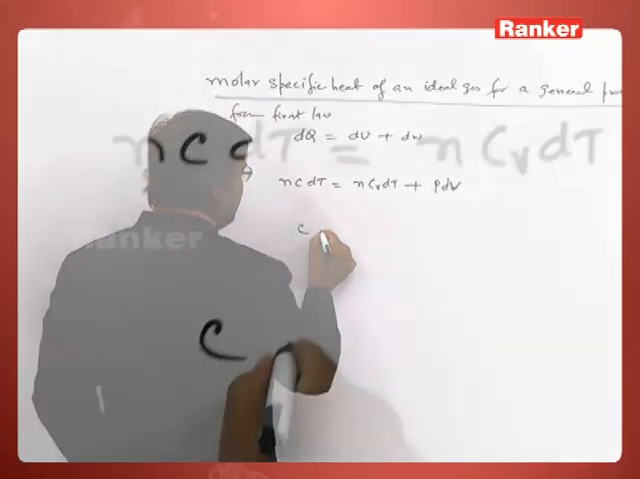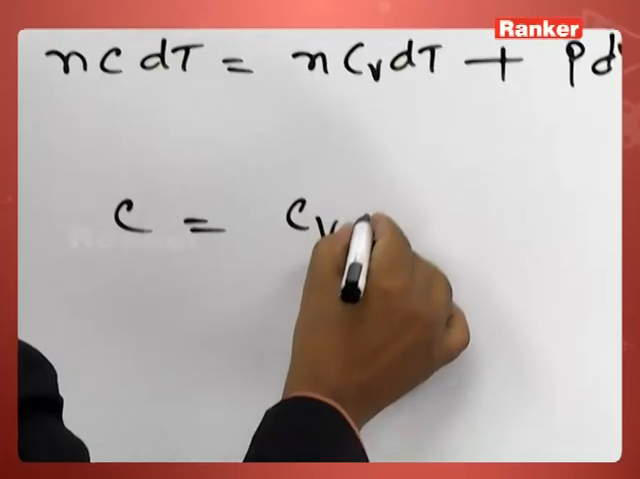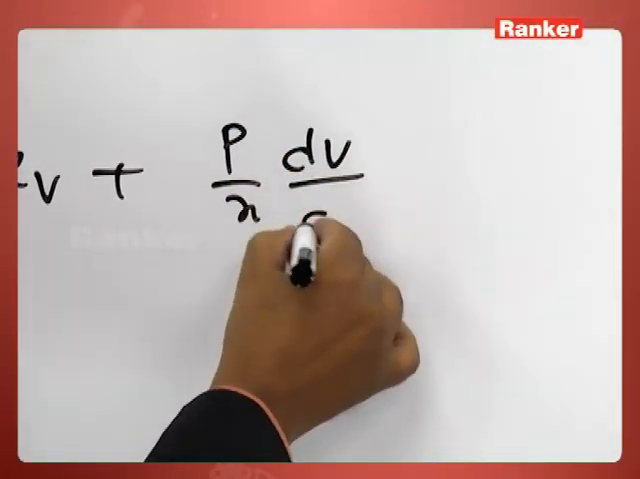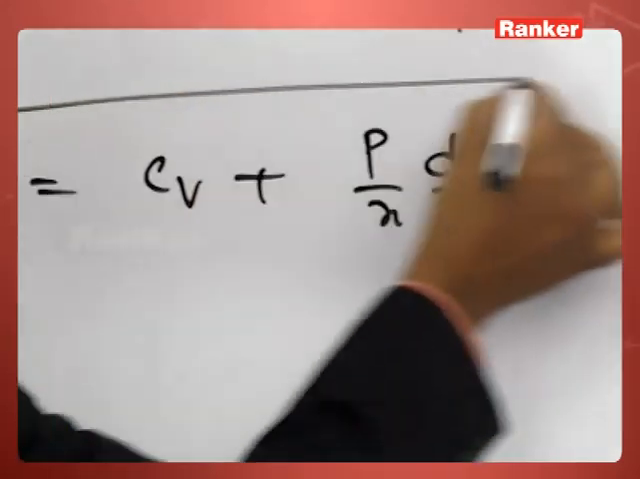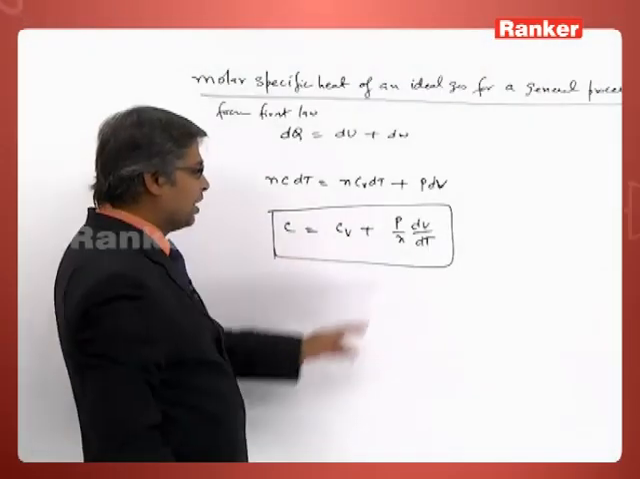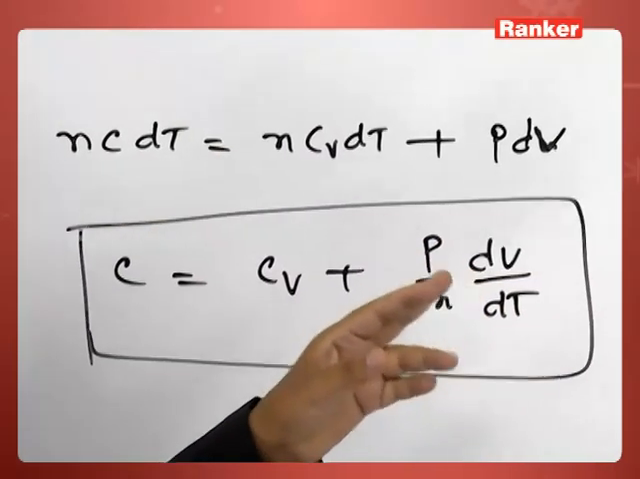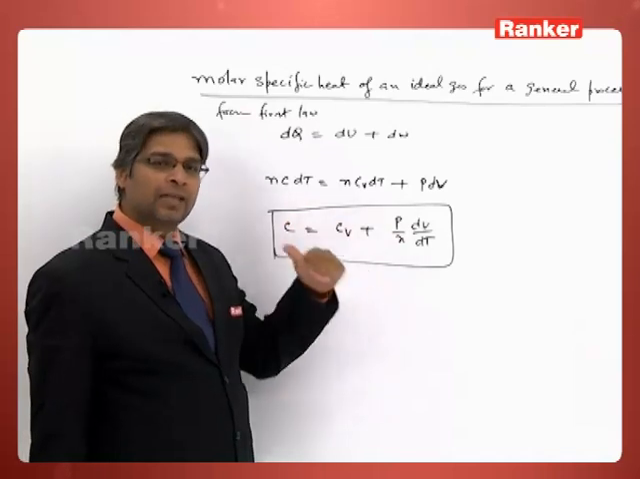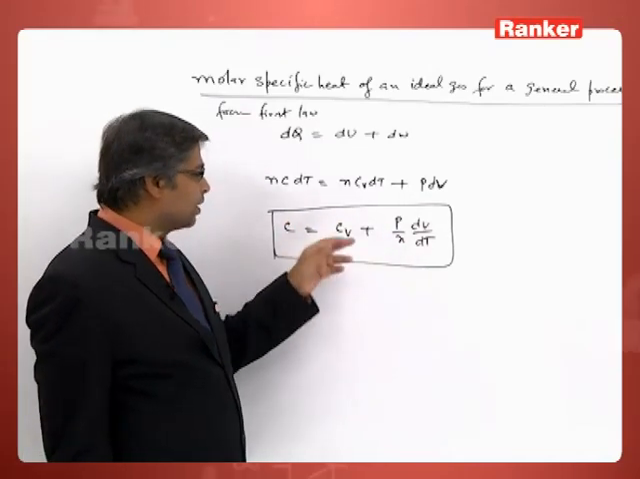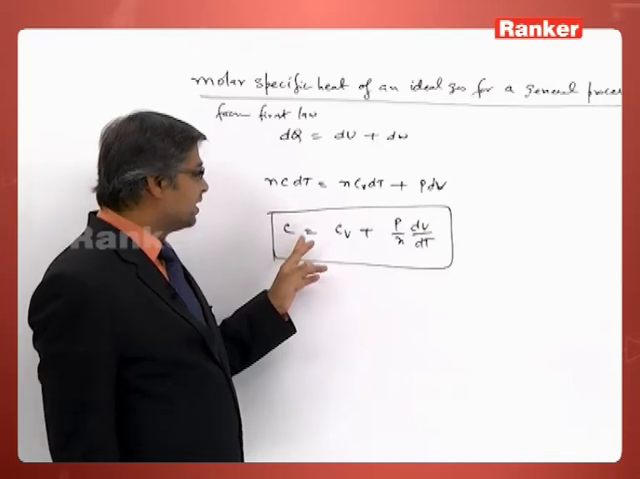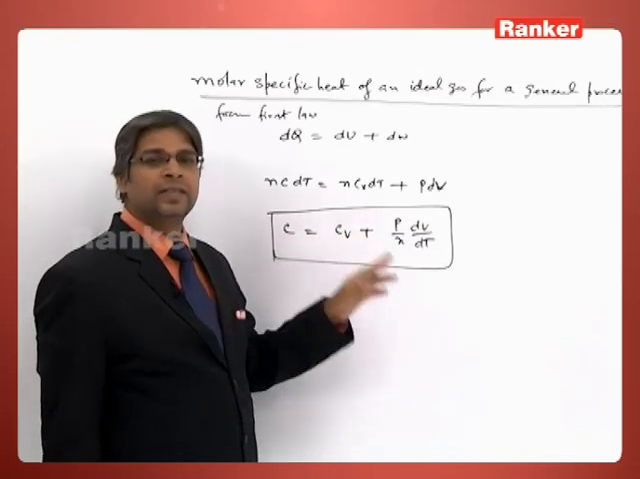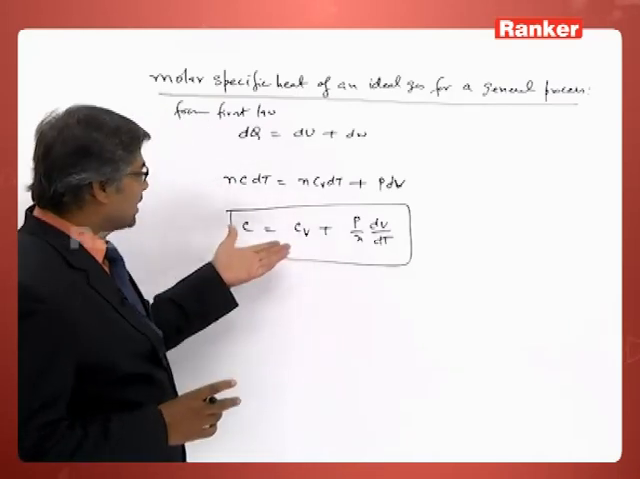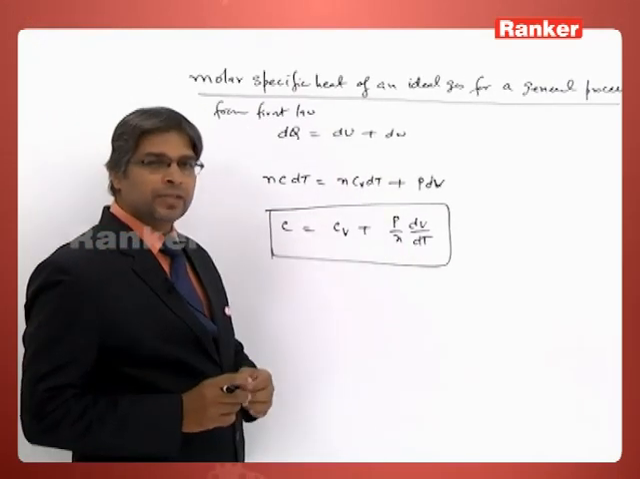So we will have C is equal to CV plus P by n dV by dT. So for different processes, dV by dT is going to be different. So we have C as different values for different processes. So for a general process, I will write C is equal to CV plus P by n dV by dT. So now we are talking about this expression for a general process.